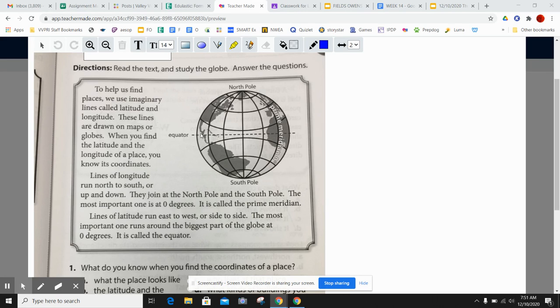All right. So just something for you to remember that the equator is something that you will hear forever and ever and ever. It is very important.